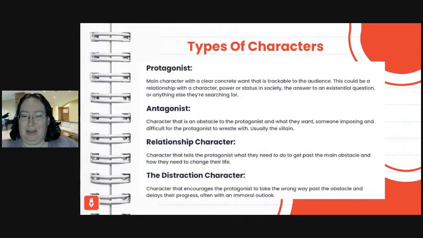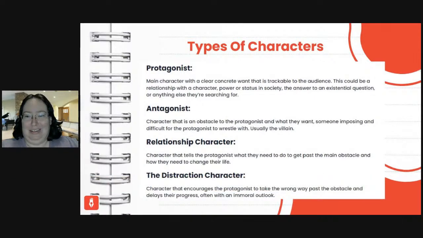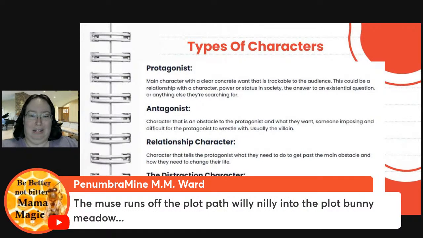Lots of love for The Hobbit. Right now, I'm just using my own plotting device. It's a Frankenstein of others on a whiteboard with index cards. See, I have in my head the picture of like the lines with different colored strings and stickies. It can definitely be a lot there. The muse runs off with the plot willy-nilly into the plot bunny meadow.